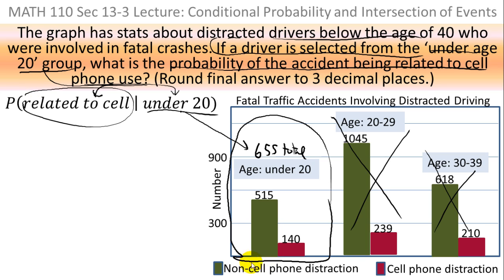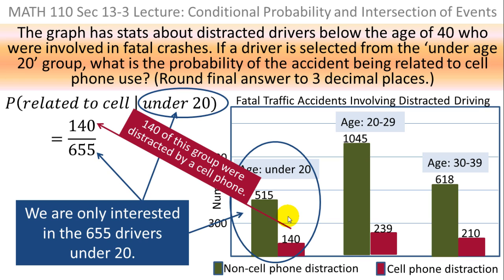Well, the cell phone distraction is the red. So that's the 140. So out of the 655 total people, you only have 140 whose accidents were caused by being distracted by a cell phone. So again, it's a conditional probability. You drew your information from a graph, but it's the same idea. And it said to round your answer to 3 decimal places, and that's 0.214. I hope you see how this flows now. The basic thing is to first find out what your sample space changed to after the restriction or after the condition.